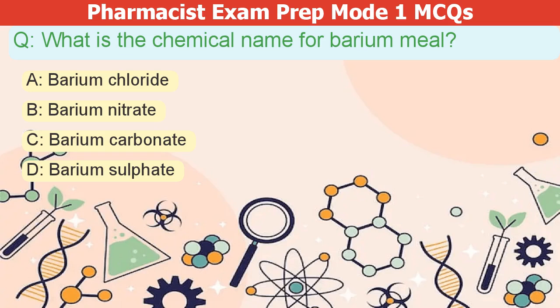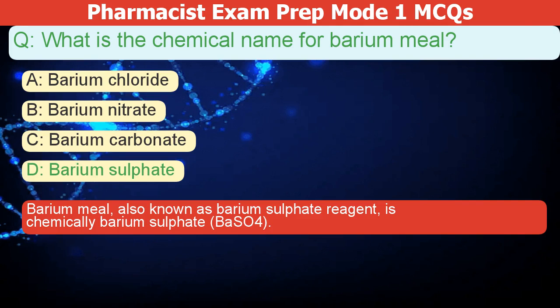What is the chemical name for barium meal? A. Barium chloride. B. Barium nitrate. C. Barium carbonate. D. Barium sulfate. The correct answer is D. Barium meal, also known as barium sulfate reagent, is chemically barium sulfate, BaSO4.